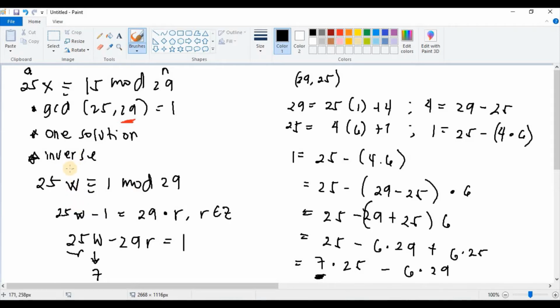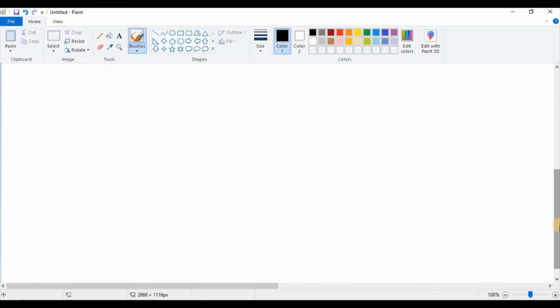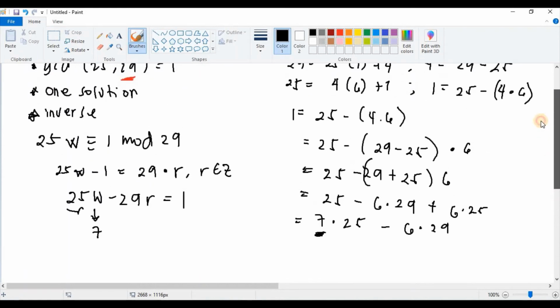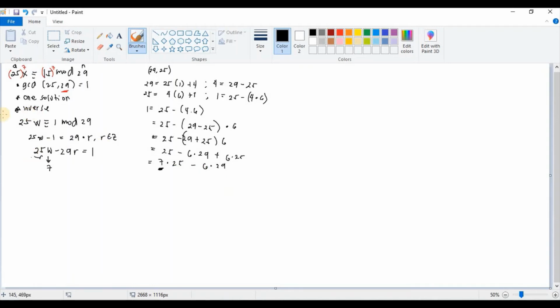Now that we know the value of W is 7, we multiply it here. When you multiply that by 7, it automatically becomes 1, because it is the inverse. Let me continue here. Therefore, x is congruent to 15 times 7. So we have 15 times 7, which is 105.